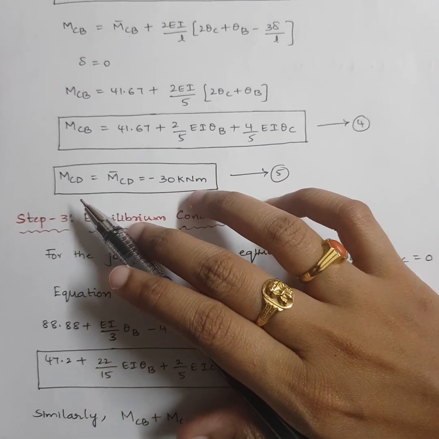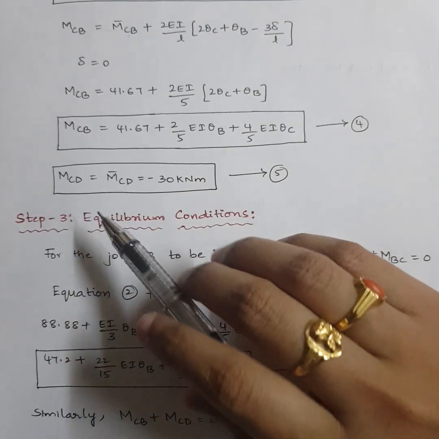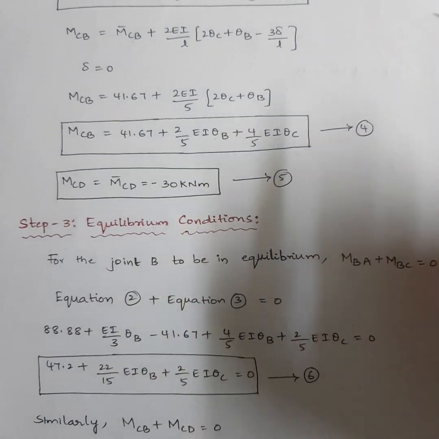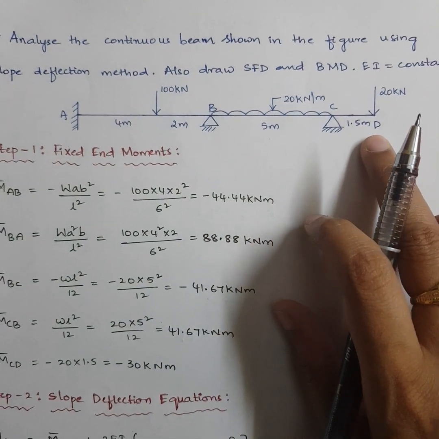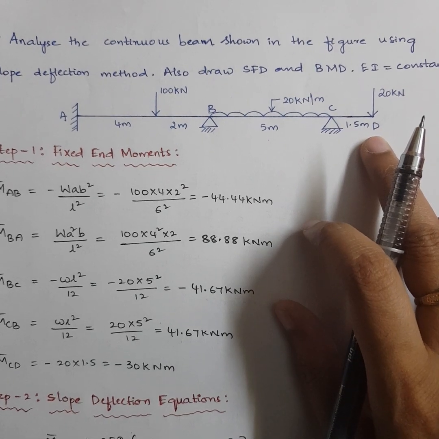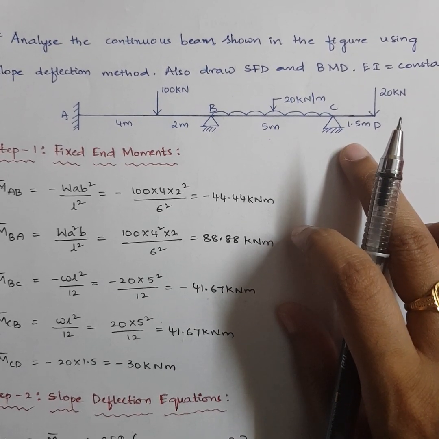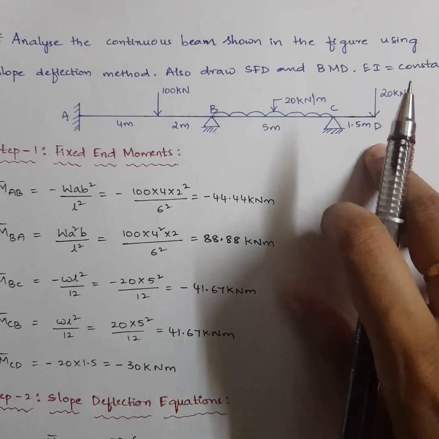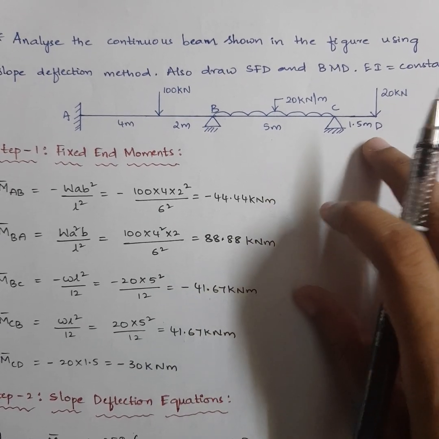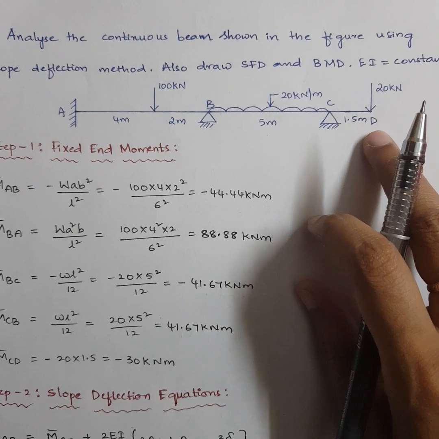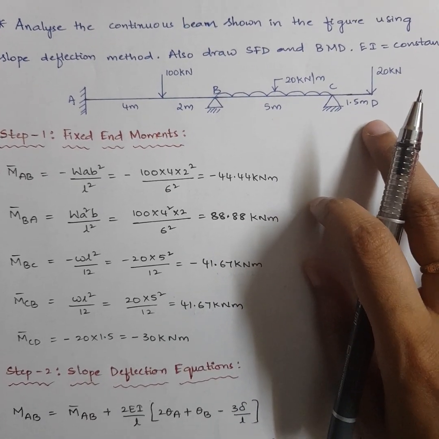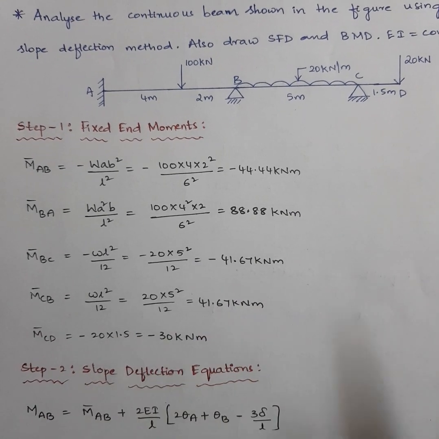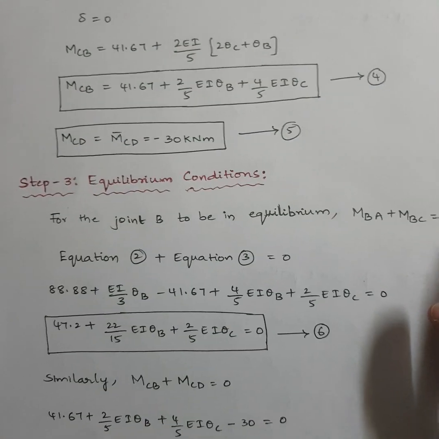And last slope deflection equation, directly we wrote MCD equal to M bar CD equal to minus 30. Why? Because D is not a support. If D is a support, then we should write slope deflection equation for MCD also, like M bar CD plus 2EI by L and so on. But D is not a support, it's just an overhanging part, so you can't take it as a support and start writing the slope deflection equation. So here MCD will be directly M bar CD, which we calculated, which is minus 20 into 1.5 minus 30. So we are done with step 2, writing the slope deflection equations.